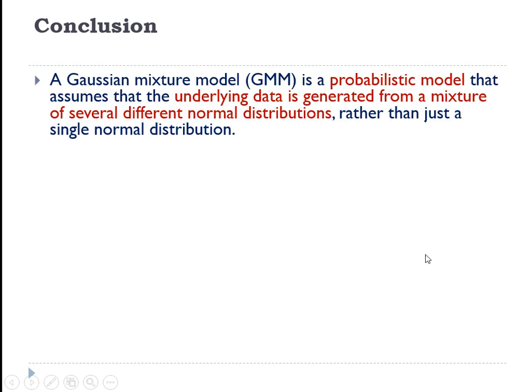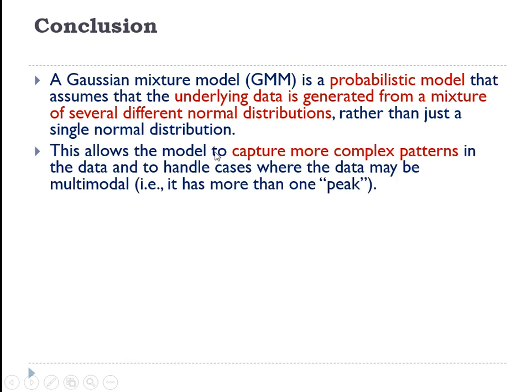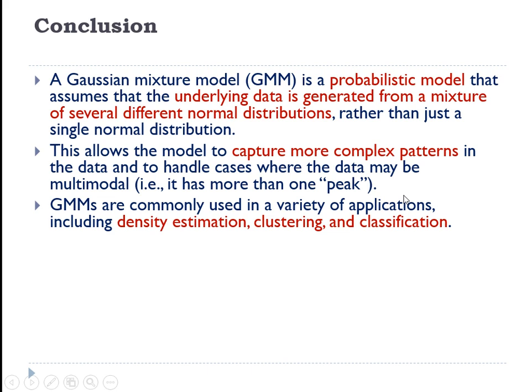Now let's quickly revise or conclude this. Gaussian mixture model is a probabilistic model which assumes that the underlying data is generated from a mixture of several different normal distributions. In a Gaussian mixture model, each cluster has a different Gaussian distribution rather than just one single normal distribution. Gaussian mixture models capture more complex patterns and are able to handle cases where the data is multimodal, meaning I will have more than one peak. Unimodal means the data will have just one peak. Multimodal means the data will have many peaks. So it works very well for multimodal data.